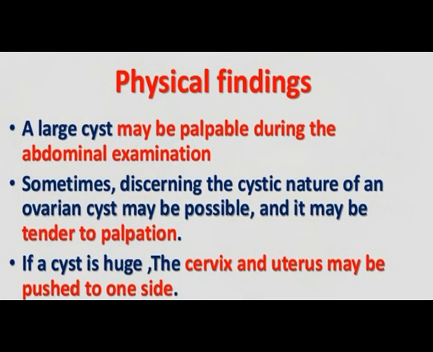Next we can see the physical findings. A large cyst may be palpable during abdominal palpation. Sometimes discerning the cystic nature of an ovarian cyst may be possible, and it may be tender to palpation. If the cyst is huge, the cervix and uterus may be pushed to one side. These are the physical findings.